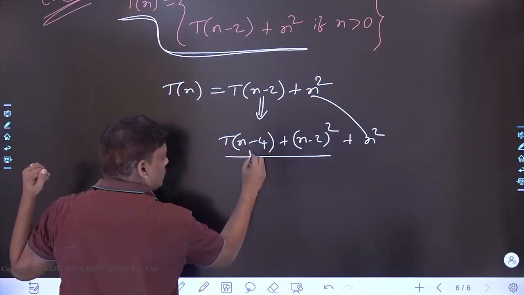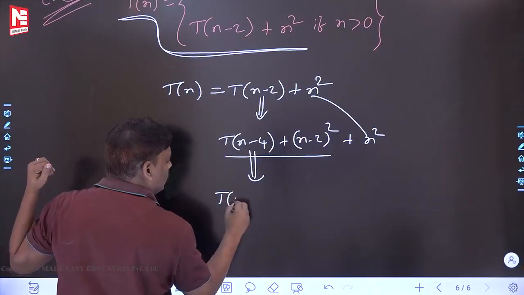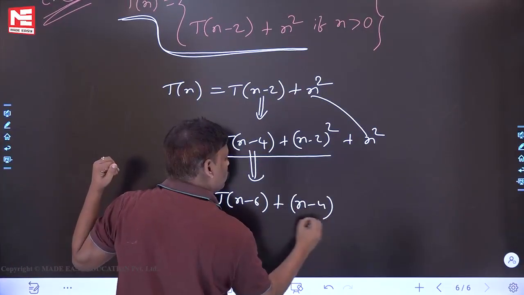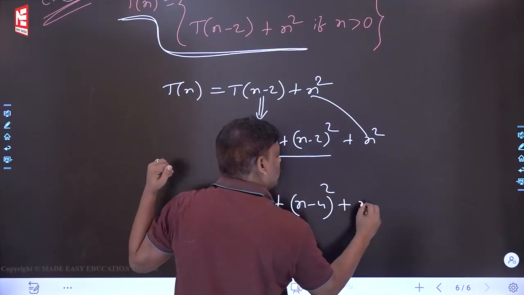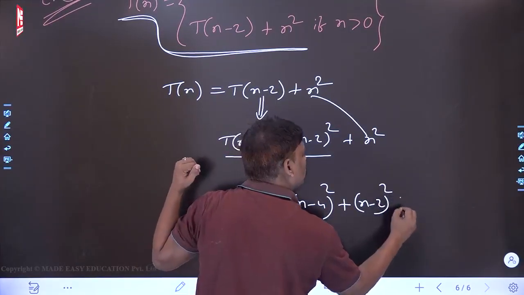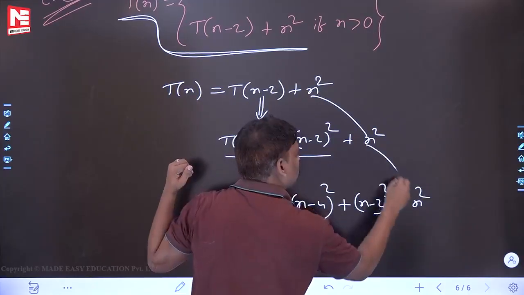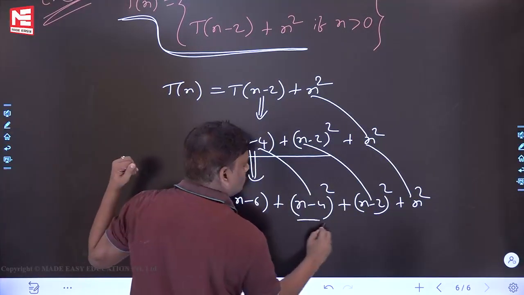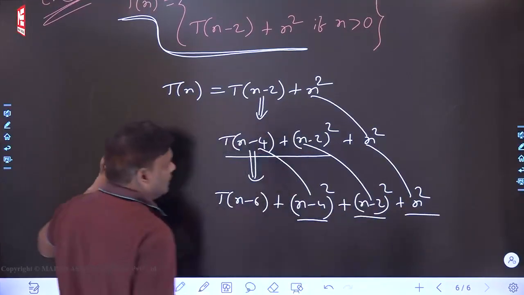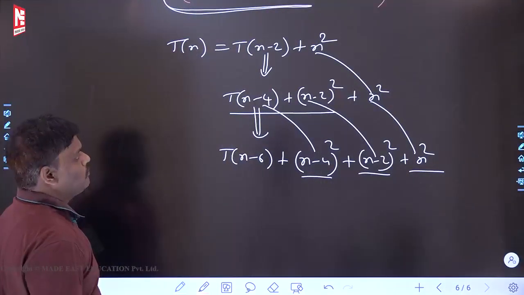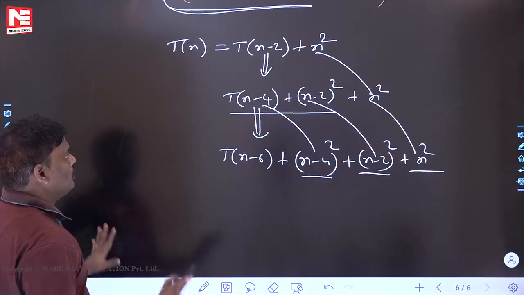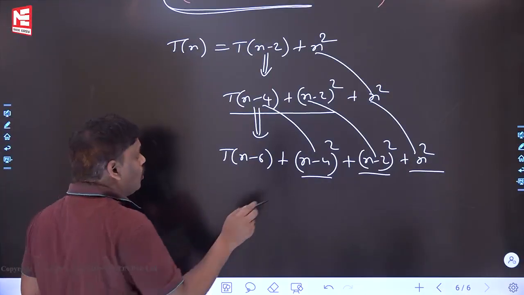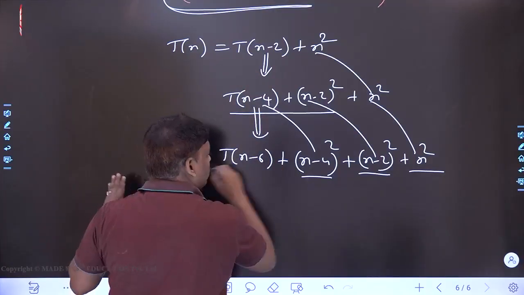Next one, let me substitute once again now. T n minus 6 plus n minus 4 whole square plus n minus 2 whole square plus n square. Right? Like this. Please check, 3 times I have done, 3 non-recursive terms have come. I think this is the current status. Let's see now. After 3 rounds are over, what is the next step?